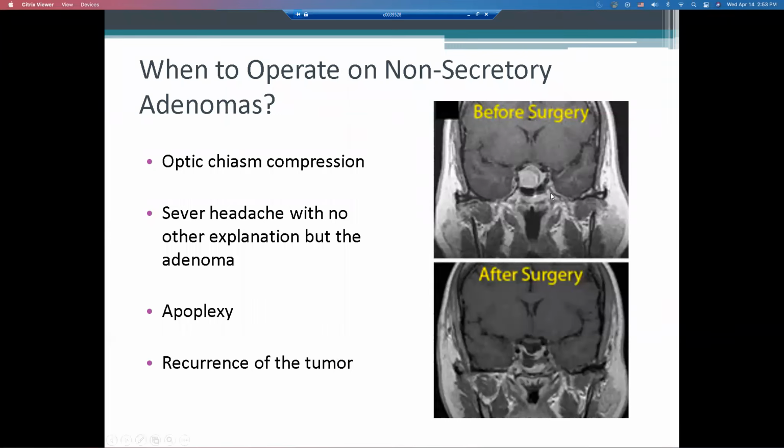So here you can see this tumor right here. And after resection, it almost disappeared. That's the optic chiasm, and the tumor was compressing the optic chiasm in this image.